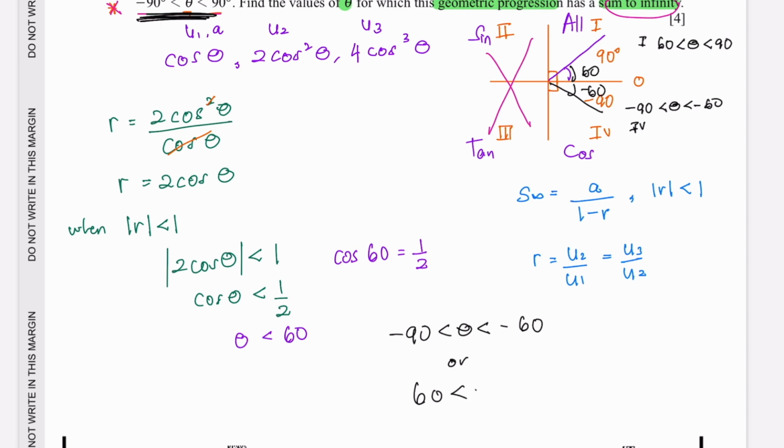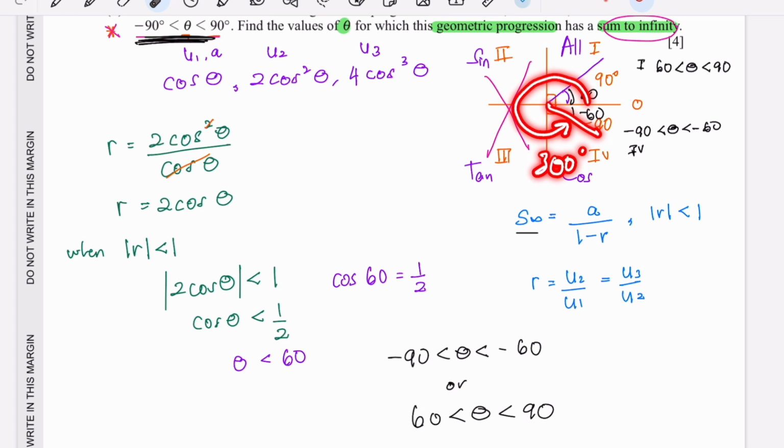The common trap here is that students will try to find the S infinity. You do not need the S infinity, you only need this condition. And if you list 300, meaning from 0 to here, if you list the 300 degrees, you are not answering the question because that range is forbidden. This range is forbidden, so you cannot even go through this. So that's why it's just the reflection of 90, which is negative 90.